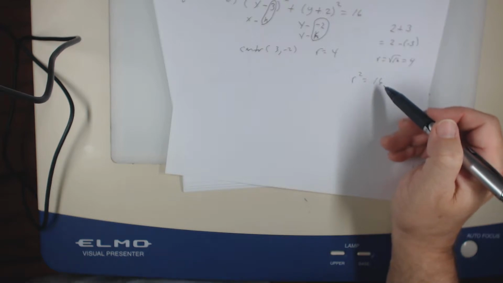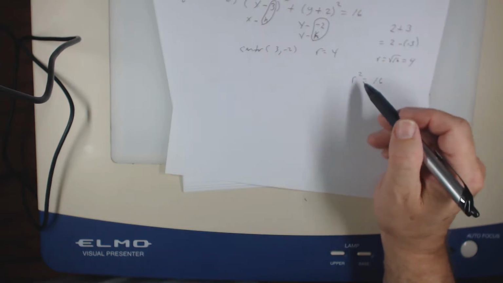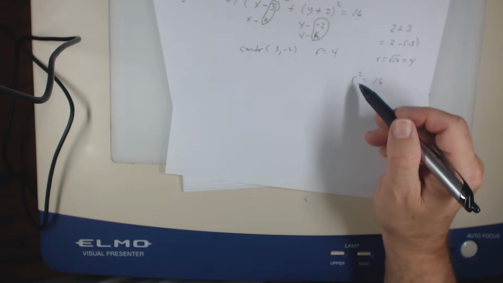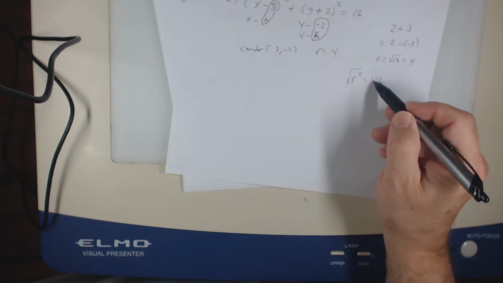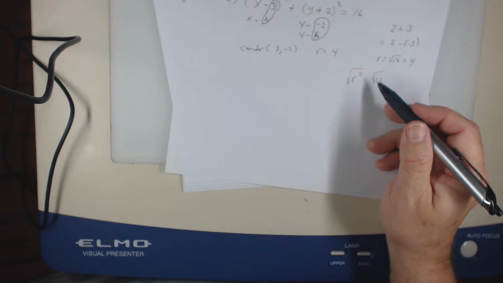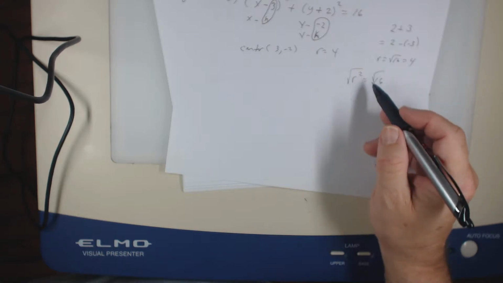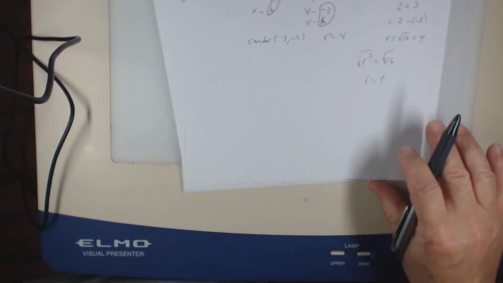So r squared has to equal 16. And then on a previous worksheet, when you solved a radical equation, the square part was by itself, you just took the square root of both sides. Now, you do the plus and minus, but you don't do the minus here. And so r equals 4. All right, and then you would just graph it.